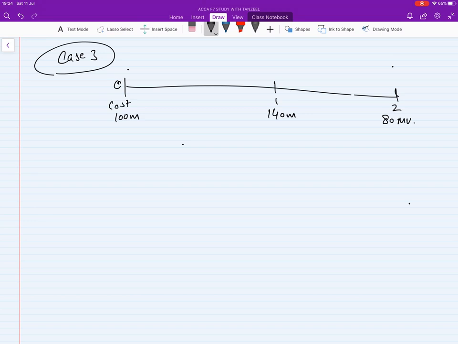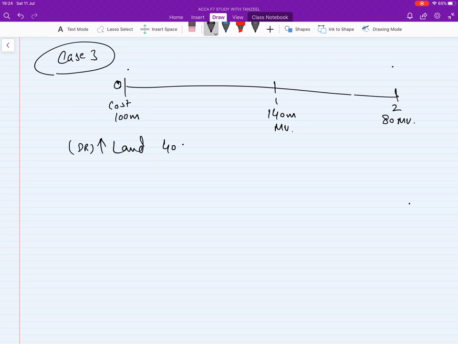Okay, let's discuss another example. Non-depreciating asset. The cost was 100 million, and at the end of year one you revalued it and came up with 140. It means you got a gain of 40 million. So we can do the same: debit land, because the asset is increasing, by 40 million.